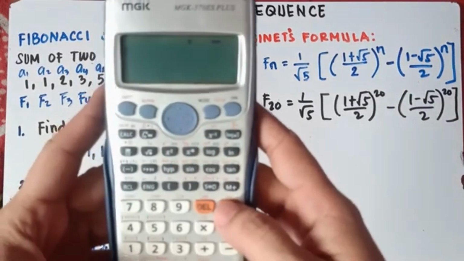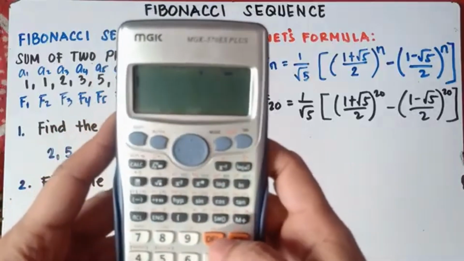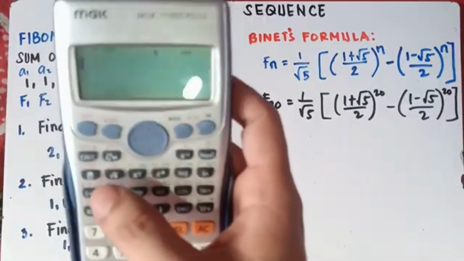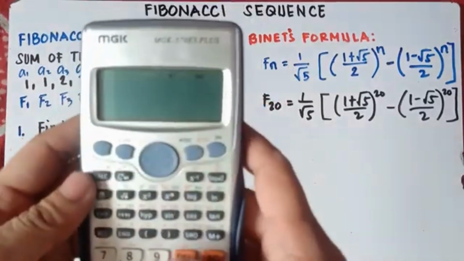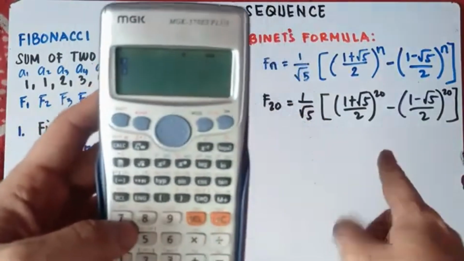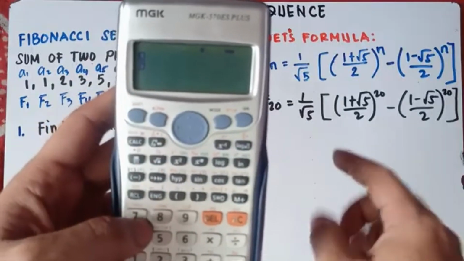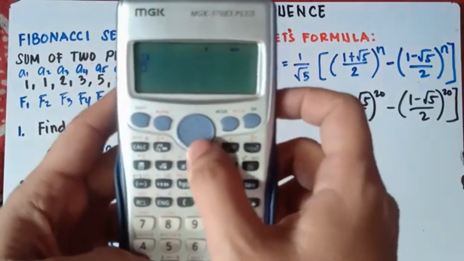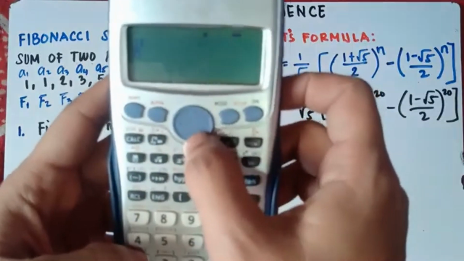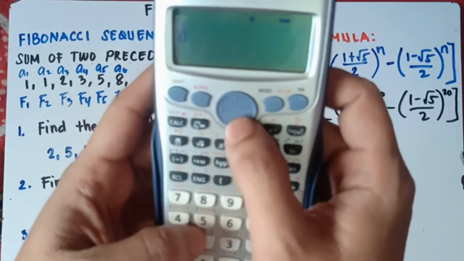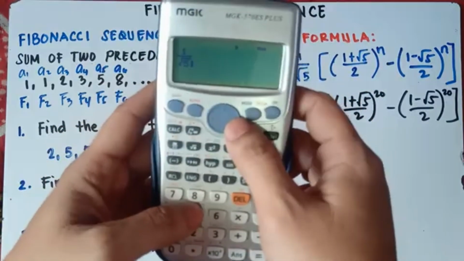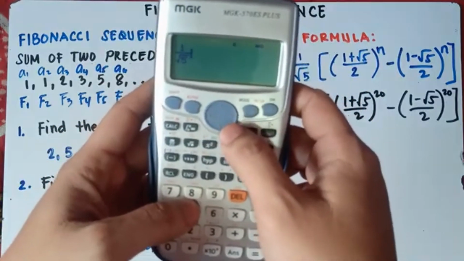If you have this calculator, the 501ES, or the 570ES, the Casio there, or this kind of calculator, the first thing is you press this fraction. I hope you see this one, class. Fraction, then the equation there is 1 over square root of 5. So 1, then you can press this circle, your arrow keys, then you put your cursor in the bottom part. Then square root of 5. So you have 1 over square root of 5.